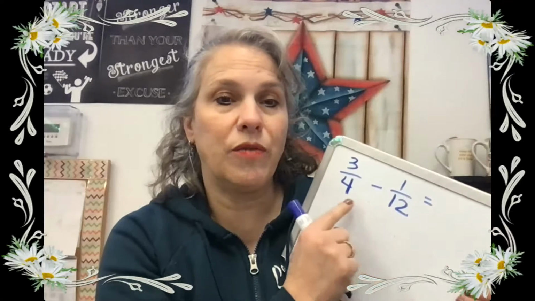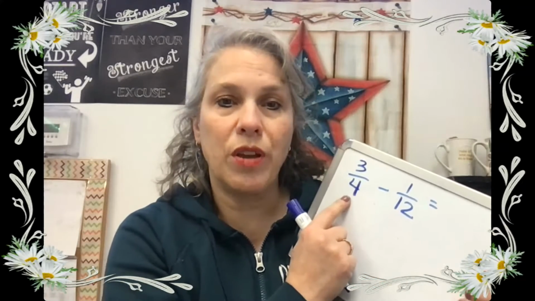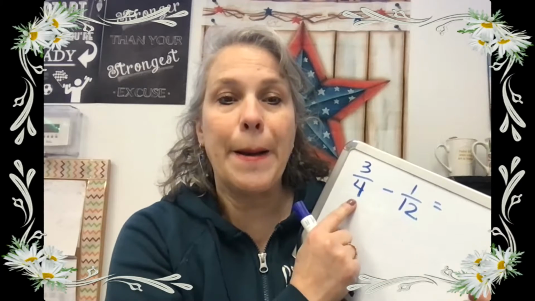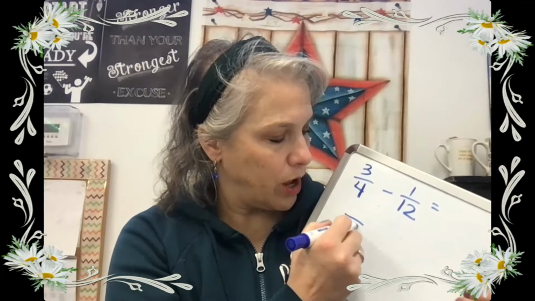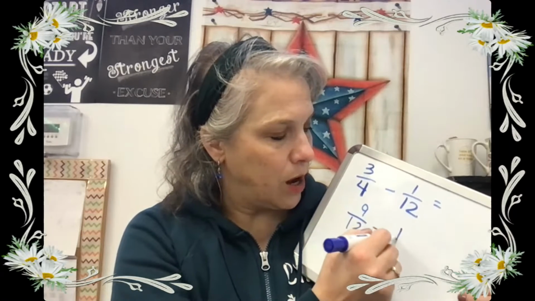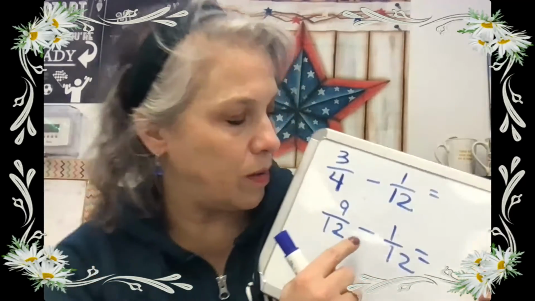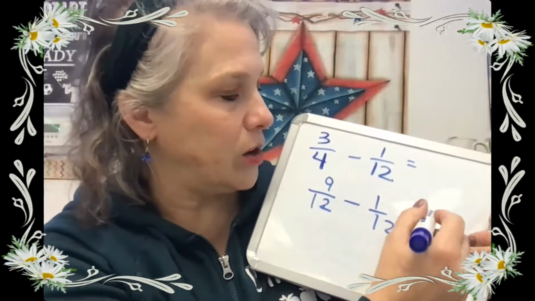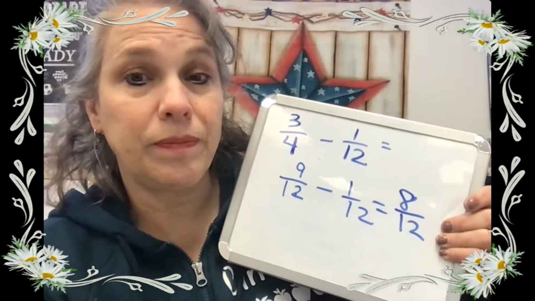So let's see, 4 and 12. 4 goes into 12, so I'm going to change 3/4 to an equivalent fraction with a 12 on the bottom, okay? So 4 times 3 is 12, 3 times 3 is 9, minus 1/12. Now I have a common denominator, so I'm going to subtract the numerators and leave the denominator the same. And that's all there is to it with subtraction.